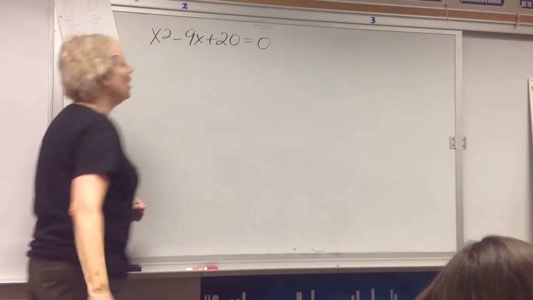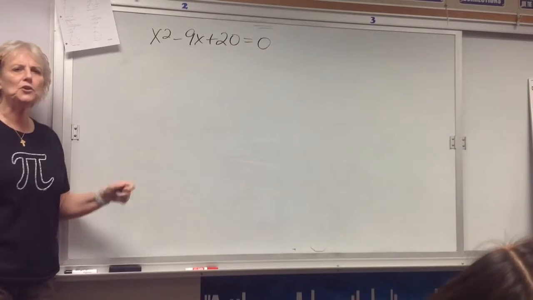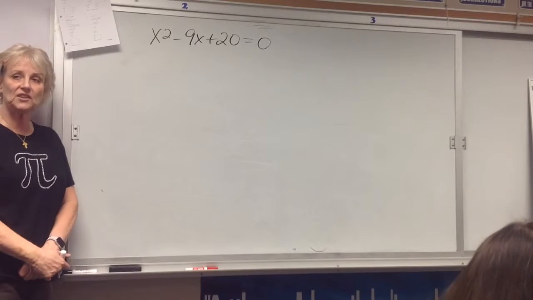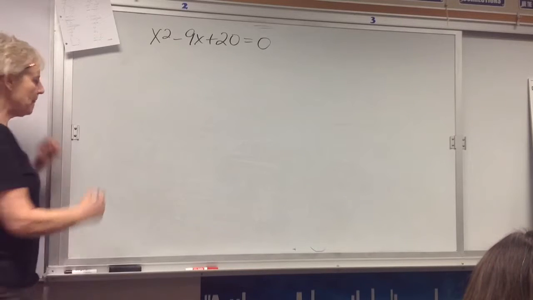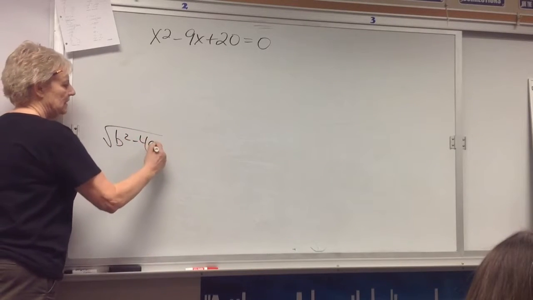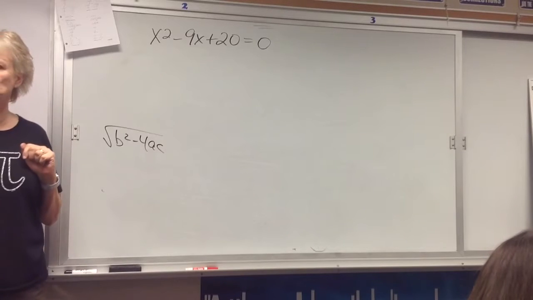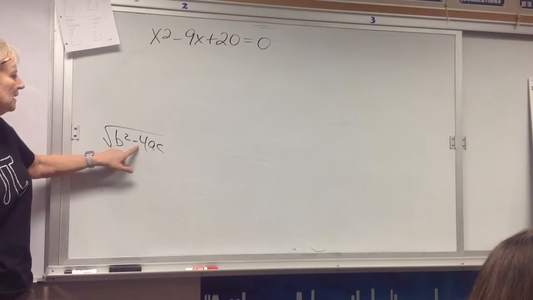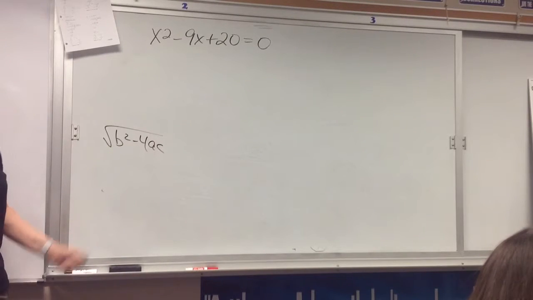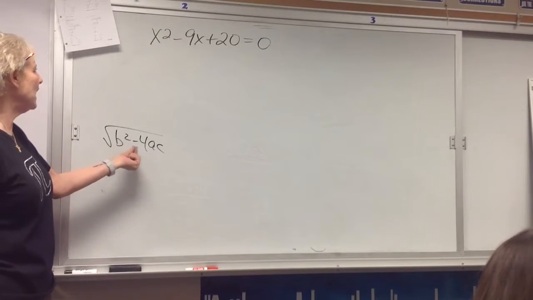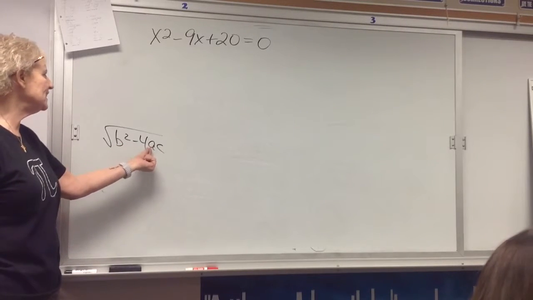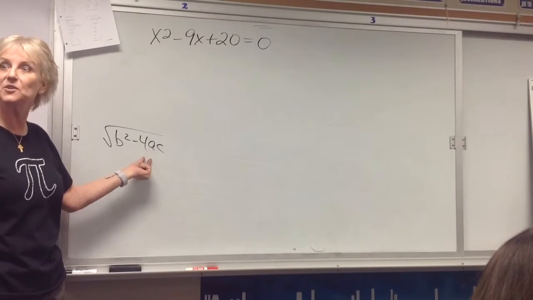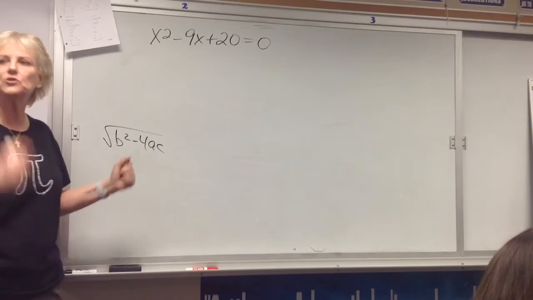First of all, if I said to you, use the discriminant to tell me how many solutions, what would you do? That's the first 4 questions on your homework. You figure out the discriminant to tell you how many solutions. b squared is 81, and 81 minus 4 times 1 times 20 is 81 minus 80, which is 1. A positive number, so 2 solutions.